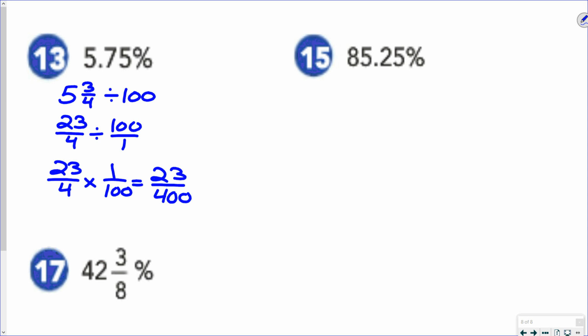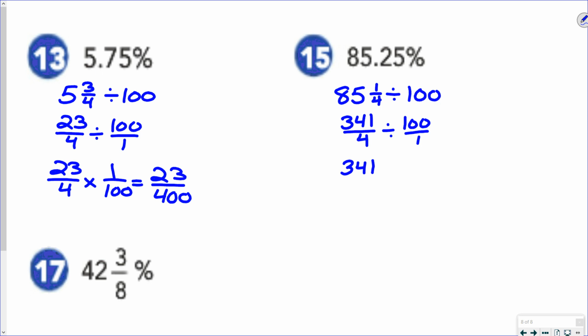Knowing that 25/100ths is 1/4 can help you out as well. So this would be 341 over 4. Which would be 341 over 4 times 1 over 100, which is 341/400ths. And it takes a lot of simplifying out if you know those fractional equivalents of those decimals.